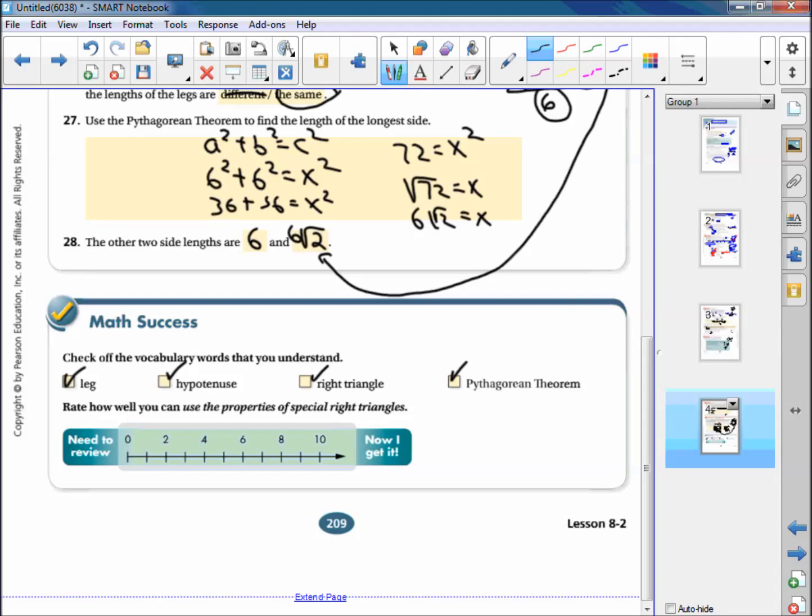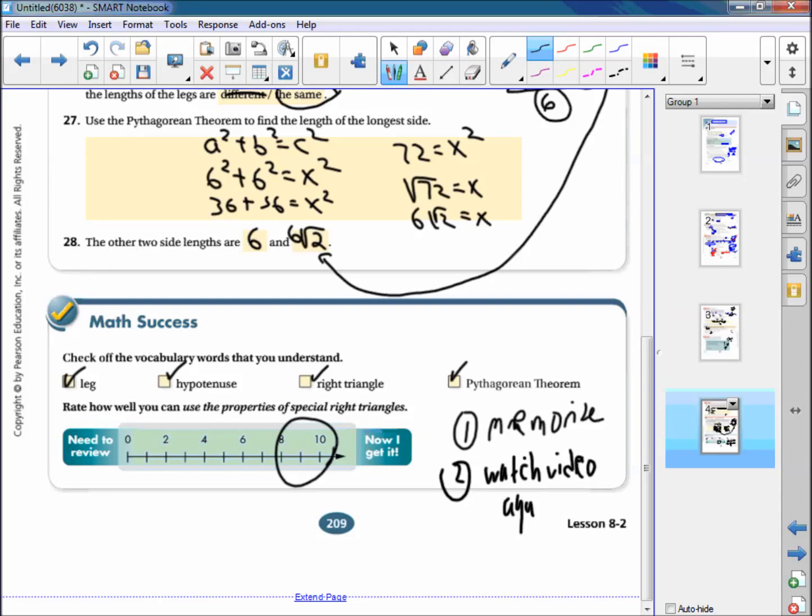Now the big part, how well do you understand the special right triangles? If you aren't in here, you have 2 things you need to do. Number 1, you need to do some memorizing of those ratios. Okay, square root of 2 longer or 2 longer or square root of 3 longer and figure out which ones go where. And number 2, watch the video again. Okay, make sure you do these before you come back to class next time.